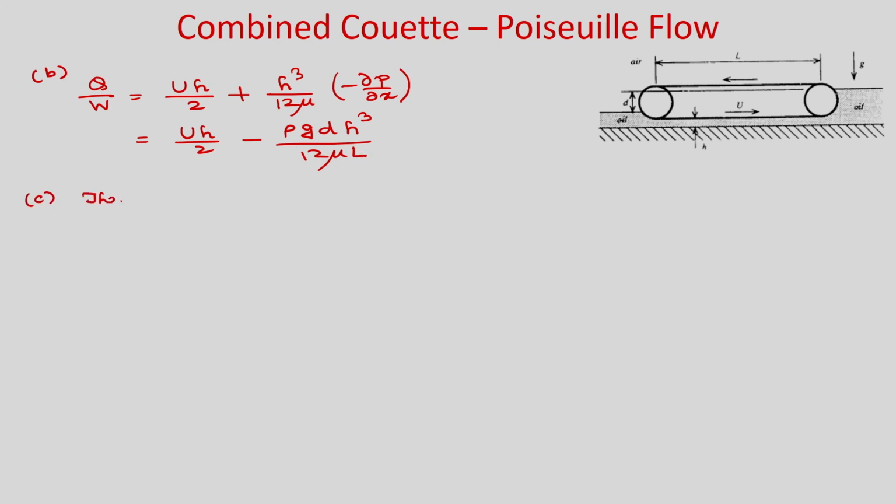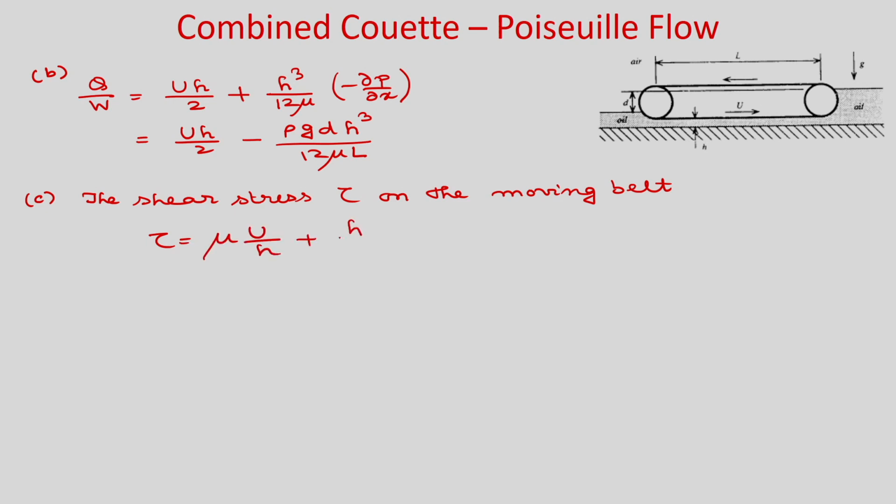Now, the shear stress tau on the moving belt. So, tau is equal to mu u by h plus h by 2 del p by del x. This we have already derived in today's class. So, if you put the value of del p by del x, you are going to get mu u by h plus rho g d h by 2 L.